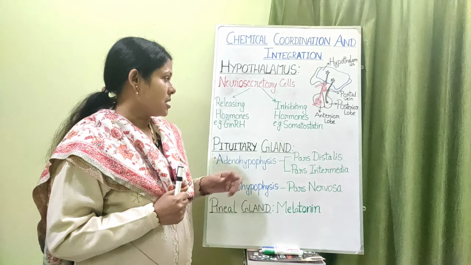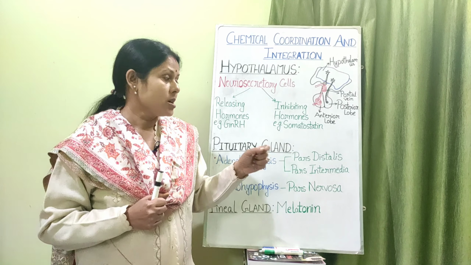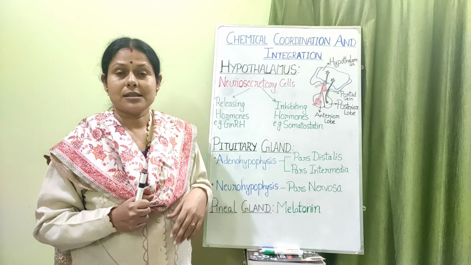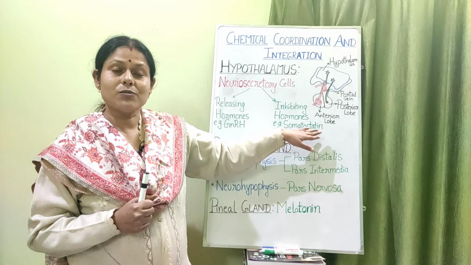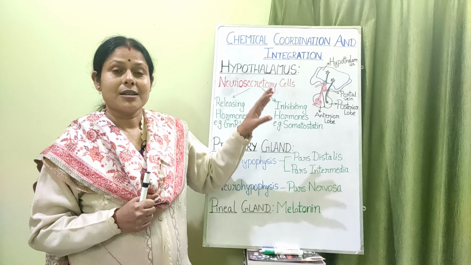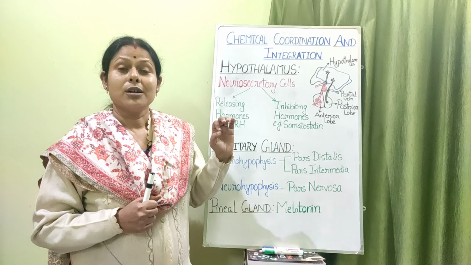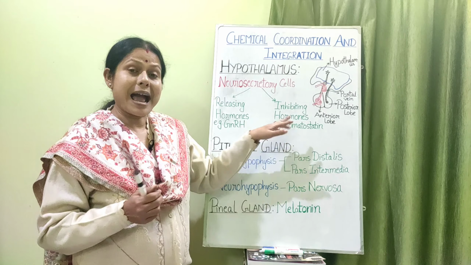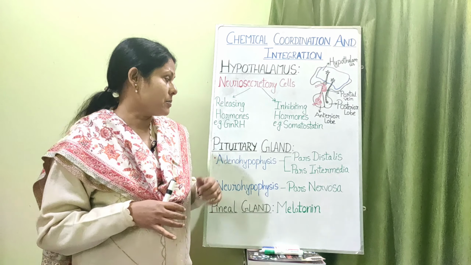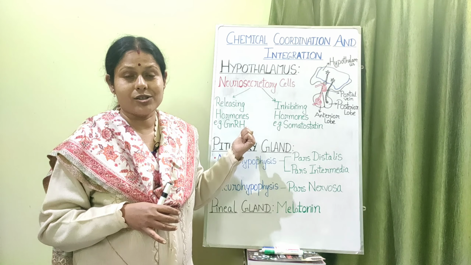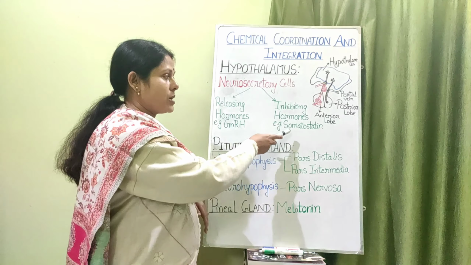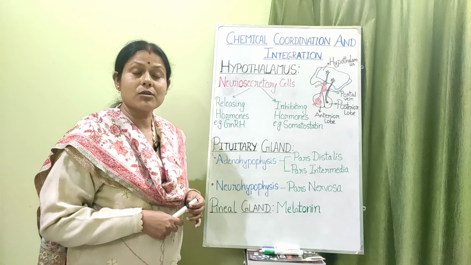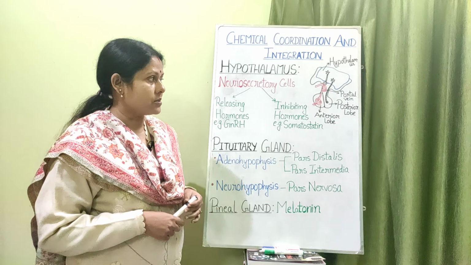Now, besides this, there are inhibiting hormones also. What is the example of an inhibiting hormone? That is somatostatin. What does this inhibiting hormone, somatostatin, do? It prevents the formation of the growth hormones by the anterior pituitary lobe. So it has an antagonistic effect compared to the GnRH. So this is the releasing hormone and the inhibiting hormone, which is released from the neurosecretory cells or the nuclei of the hypothalamus. Okay, fine.